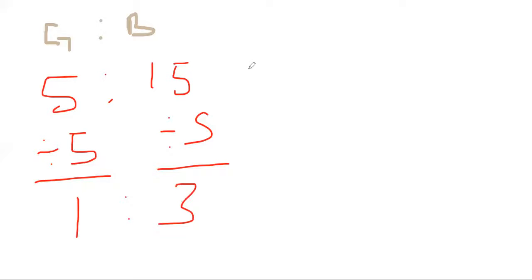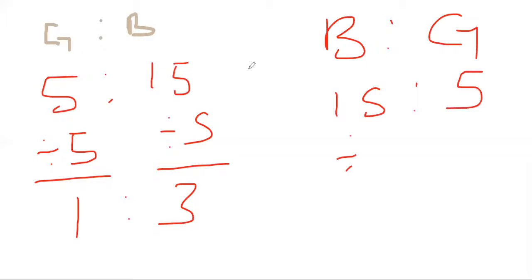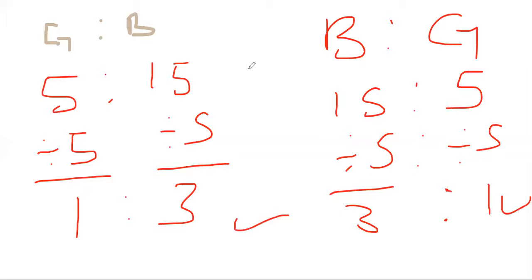Again, luckily the ratio is going to the same thing. What about boys to girls? The 15 is to 5, we divide by 5, and here I divide by 5. This would be 3 is to 1. And these are the ratios in simplified form. The ratio of boys to girls simplified is this one.